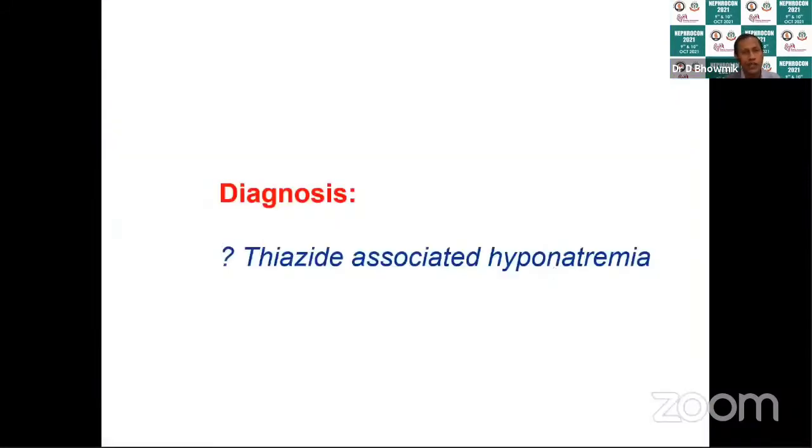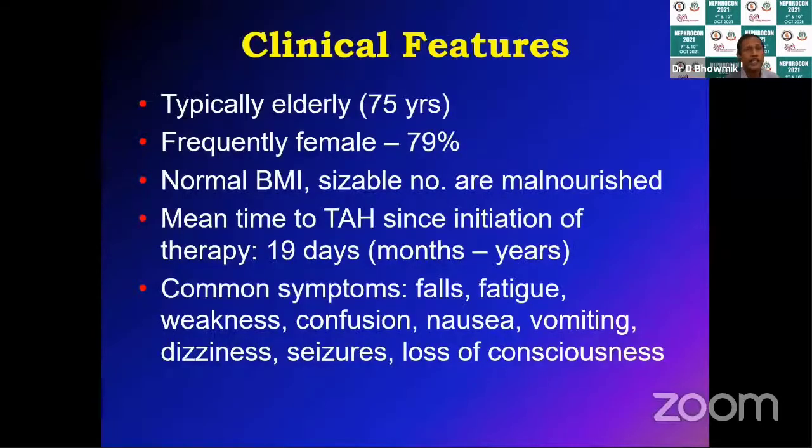So based on this, a diagnosis of query thiazide-associated hyponatremia was made. And now I'll discuss why I put this query and how one resolves it. Thiazide-associated hyponatremia is typically seen in the elderly. In one analysis, it was about 75 years of age. They're frequently female, almost 3/4 of them. Usually they have a normal body mass index, but a sizable number are also malnourished.